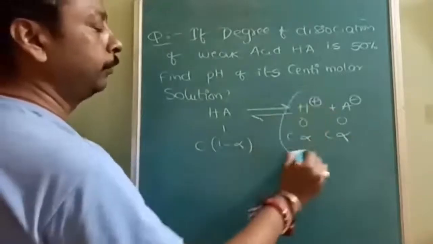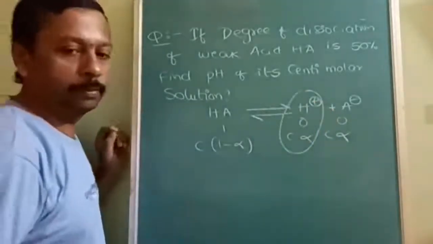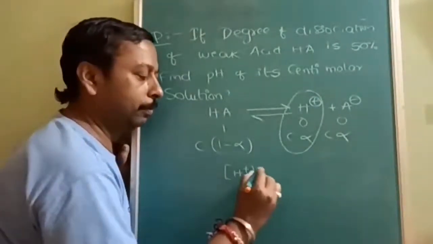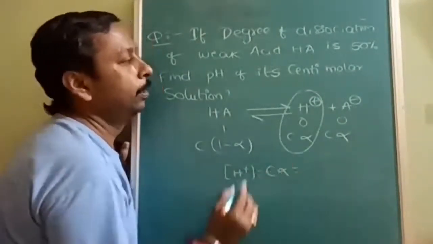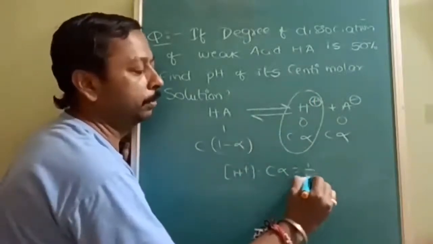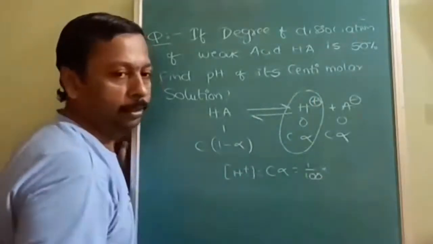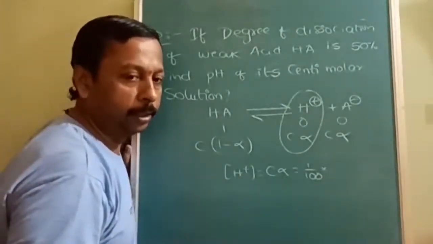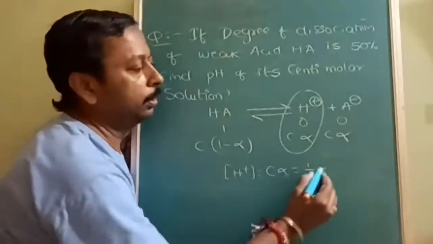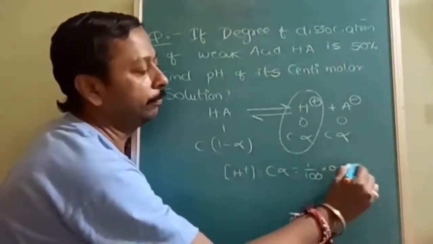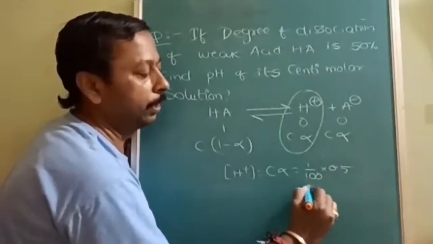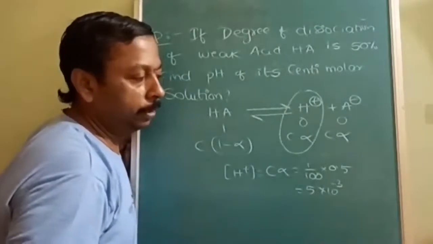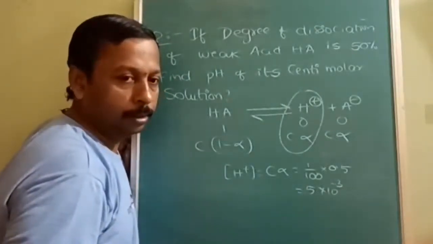Okay. So we should look after the H positive. Okay. So concentration of H positive is equal to C alpha. And C is centi, which means 1 upon 100. Milli means 1 upon 1000. Centi means 1 upon 100. Molarity is 1 upon 100 into alpha is 0.5. Okay. So we can write it as 5 into 10 to the power of minus 3. Is that okay? Any doubt in this?